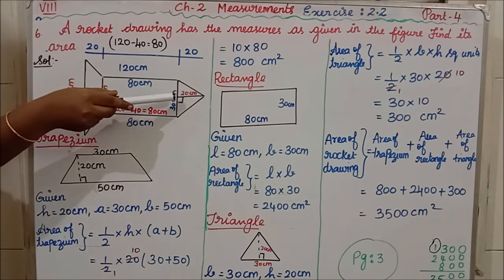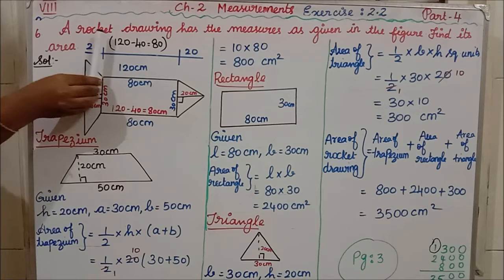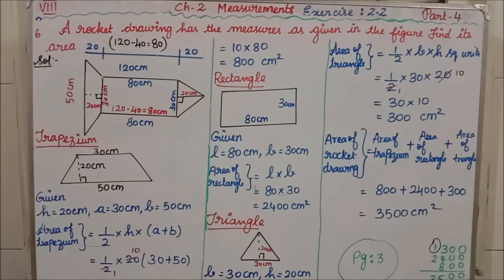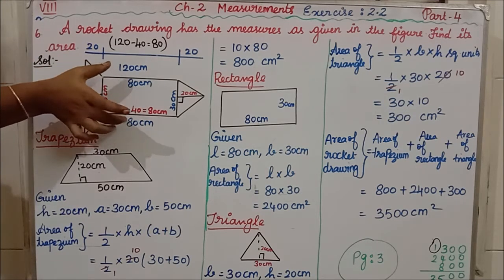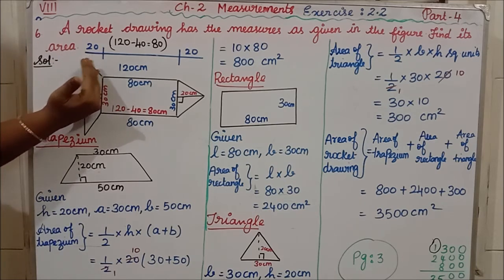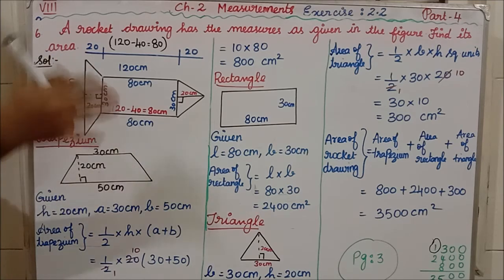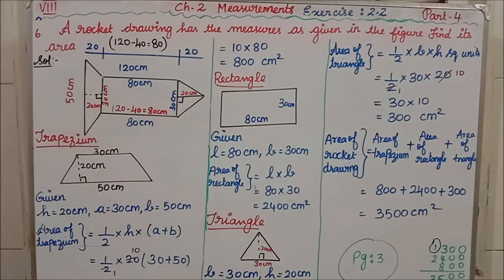Similarly, the height of the triangle is also 20. So this side 20 and that side 20, totally 20 plus 20 is 40. Out of 120, if you take 20, you will get 100. Similarly, from 100 if you take 20, you will get 80. Clear? So 120 minus 40, you will get 80. Why are we subtracting 40? Because we need only the length of the rectangle. We don't want the trapezium height and the triangle height. So we are taking 20 and 20 from 120, so we will get 80.